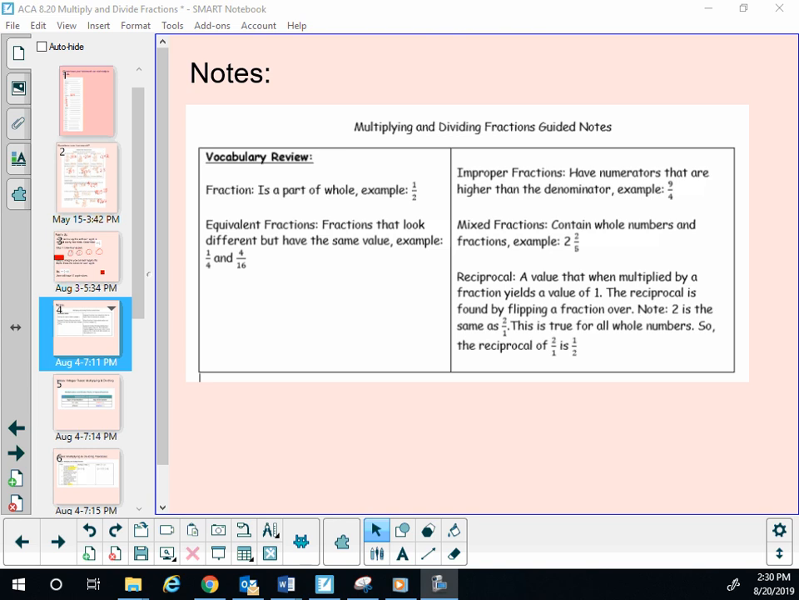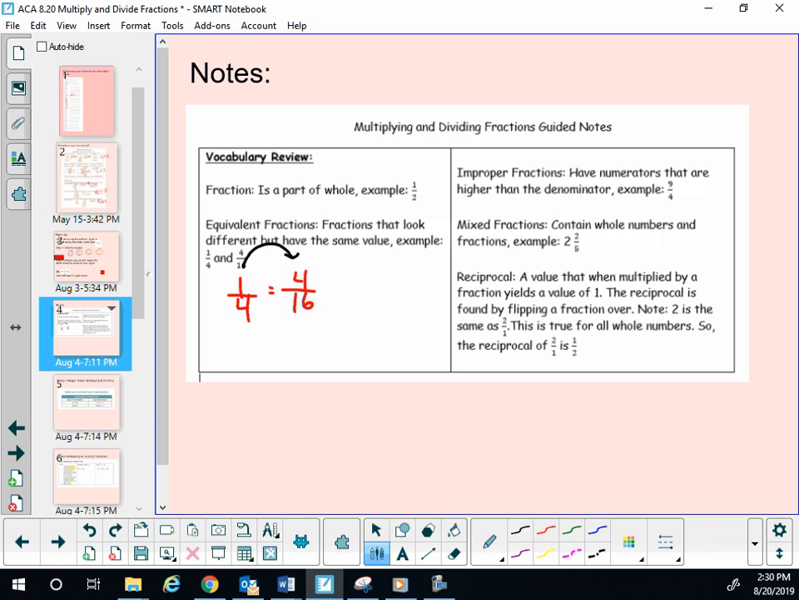Equivalent fractions. When we were talking about this a minute ago, somebody said equivalent is equal. So these are fractions that look different but have the same value. In our example, they have 1/4 and 4/16. How do you go from the 1 to the 4? Multiply by 4. And how about from the 4 to the 16? Same thing. So those are equivalent.